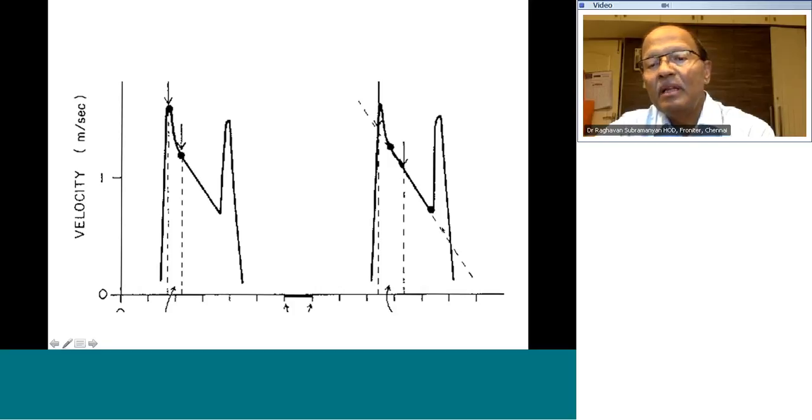So this dotted line indicates the correct area where to measure the pressure half time rather than the initial part where it is sharply falling. This is not the right place. The right place is from here to here, where it is straight.